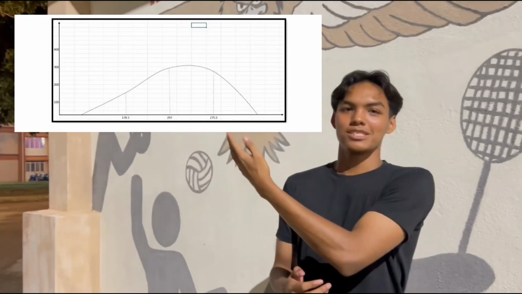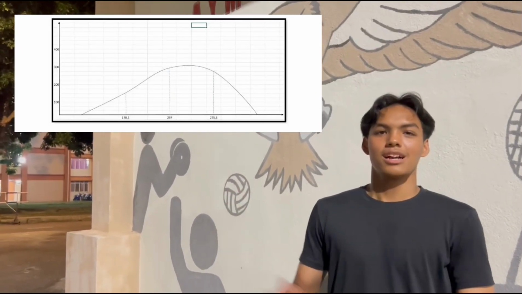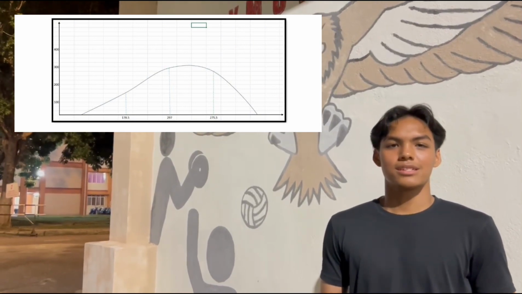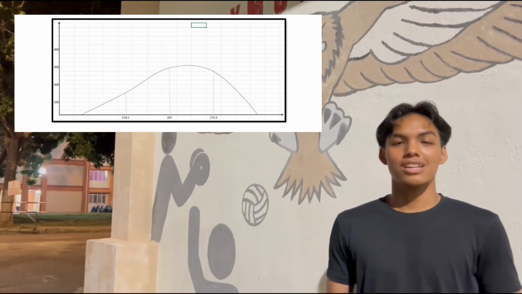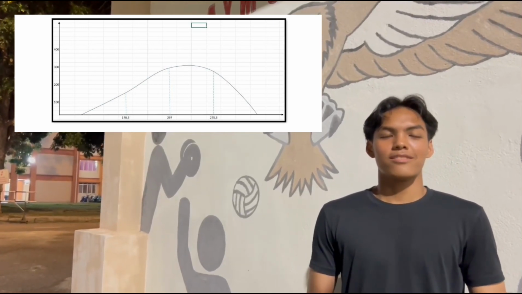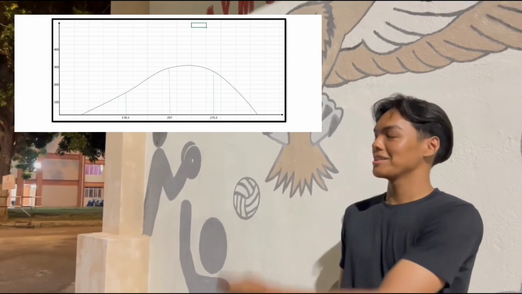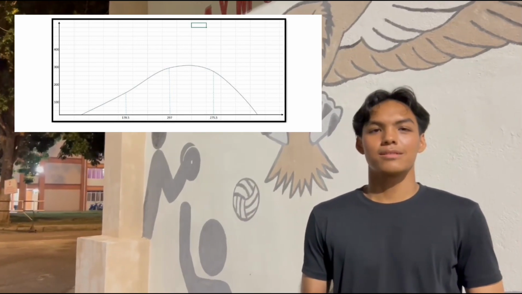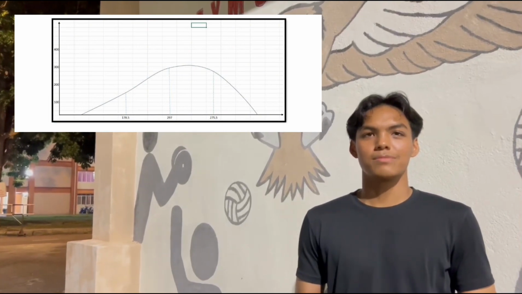For the distribution skewness, we see the comparison between the mean, mode and median. You can see this graph, where the mode is 178.5, the median is 297 and the mean is 275.5. We can see the mode is bigger than the median and the median is bigger than the mean.